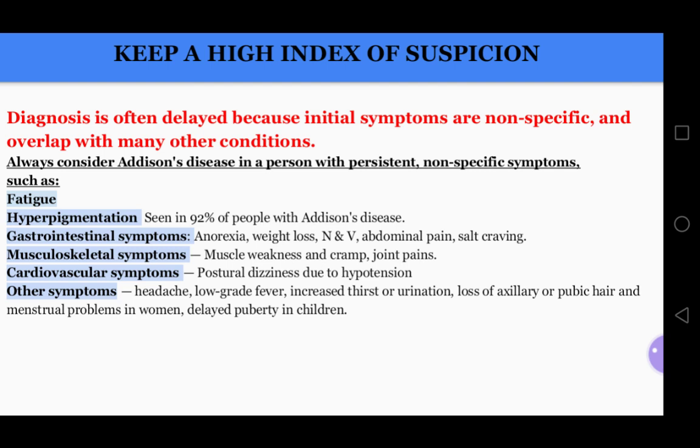So always consider Addison's disease in a person with persistent and non-specific symptoms such as fatigue, hyperpigmentation, GI symptoms like anorexia, weight loss, nausea, vomiting, abdominal pain, and salt craving, musculoskeletal symptoms like muscle weakness, cramps, and joint pains, cardiovascular symptoms such as postural dizziness, and other symptoms like headache, low grade fever, increased thirst, or increased urination, loss of axillary or pubic hair, and menstrual problems in women, delayed puberty in children. So, keep a high index of suspicion.